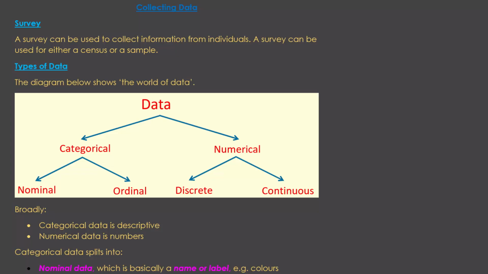Collecting data. So what do we mean by a survey? A survey can be used to collect information from individuals. A survey can be used either for a census or a sample. Usually it's a list of questions, or it may even only be one question. And there's a range of ways that people can answer them. We'll look at some of that in the examples that follow.